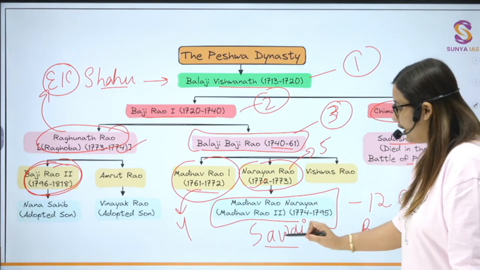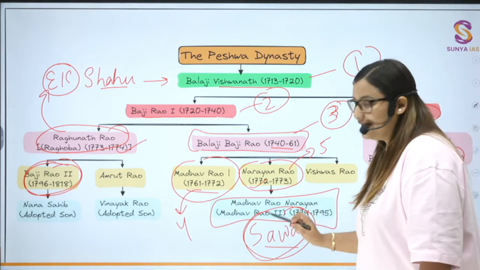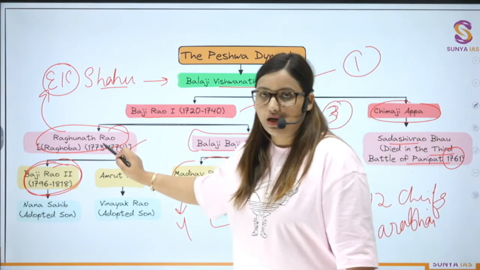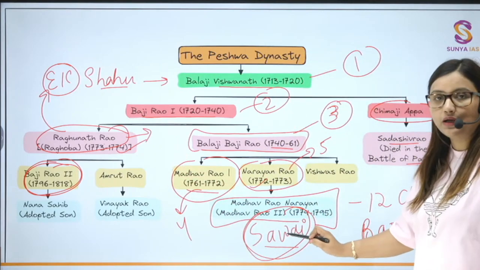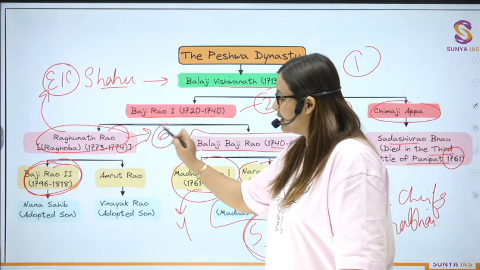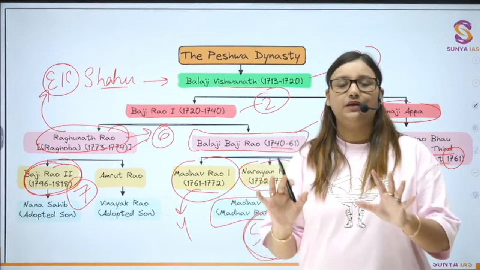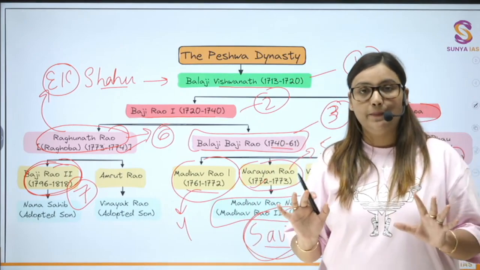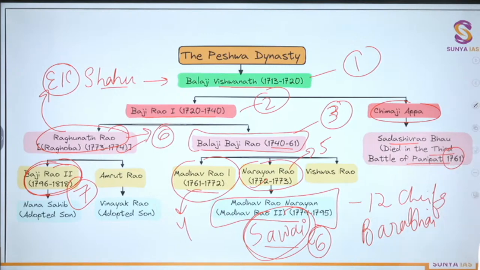After Narayan Rao, we will see that Savai, the infant baby, is a disputed Peshwa with Raghunath Rao. Okay, so Raghunath Rao and Savai, they both will come at number 6. And then 7, Baji Rao II. Okay, so 7 Peshwas you need to remember. Fine. If you want, you can just take a screenshot of this chart.